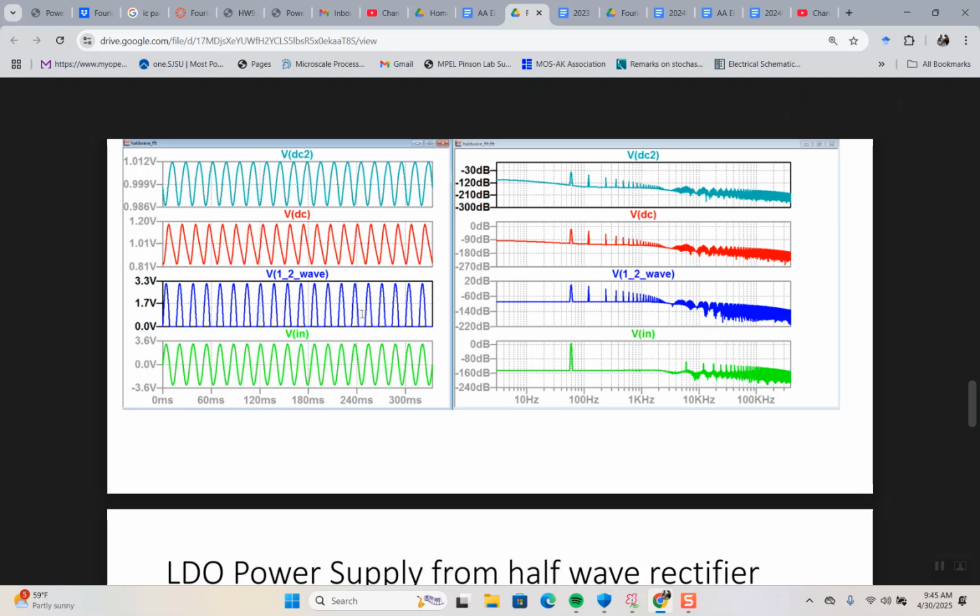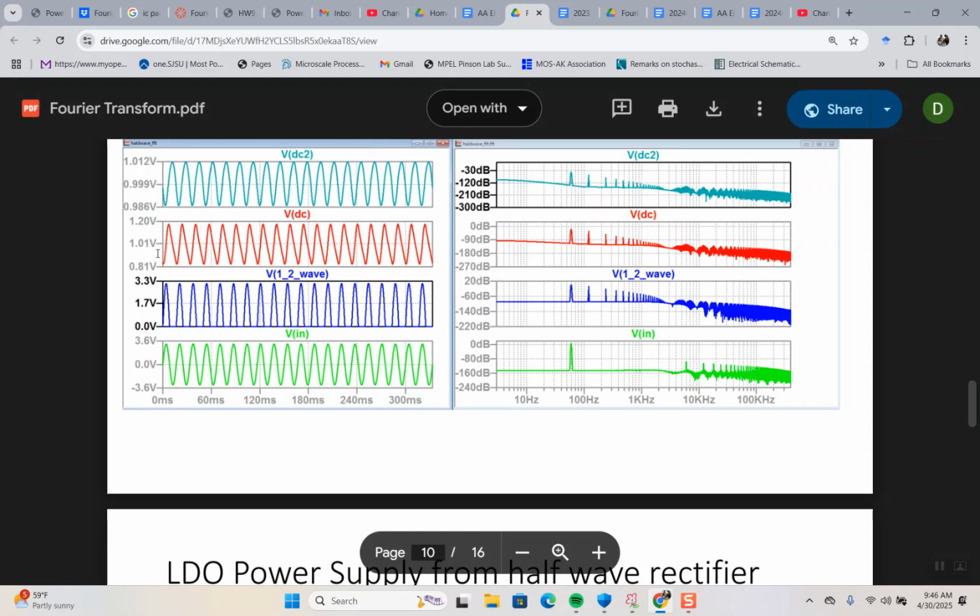It's not a pure sine wave anymore because it's got those corners. And then I have VDC1 and VDC2. These look the same amplitude, but look, this is changing from 0.8 to a little over 1, and this is 0.98 to 1. So it has gone down.